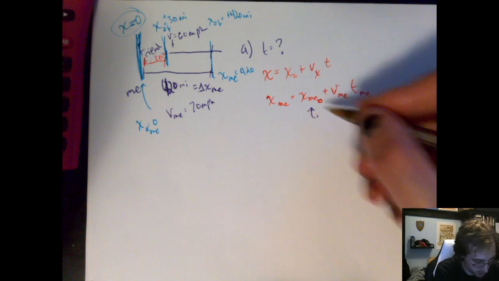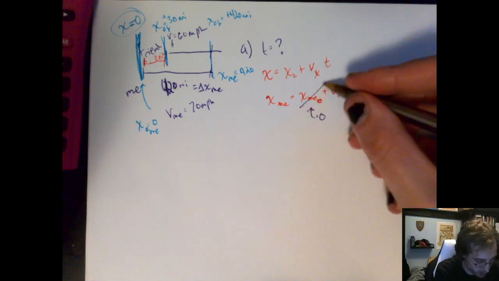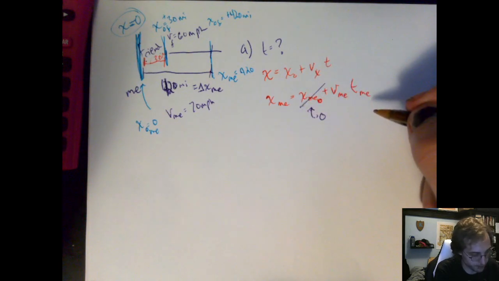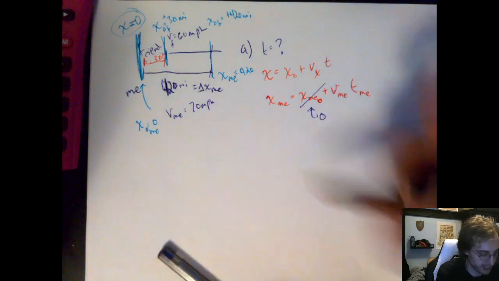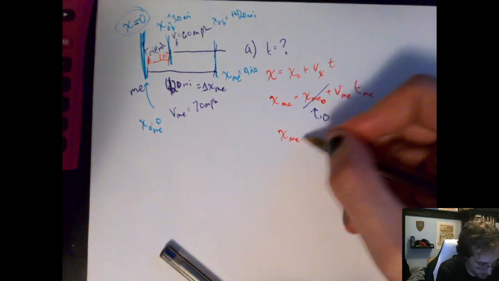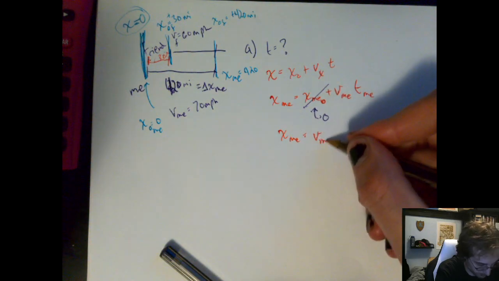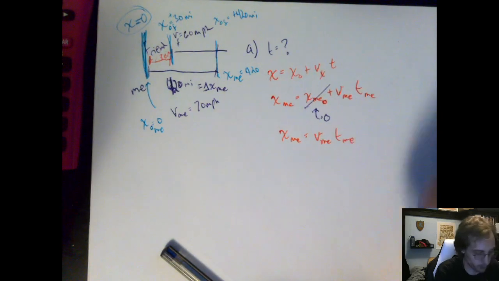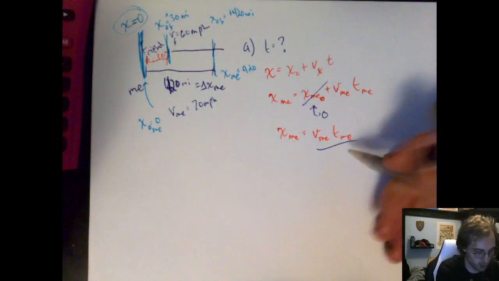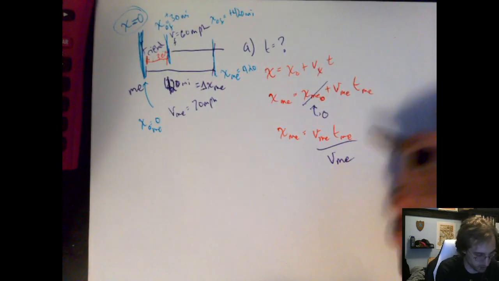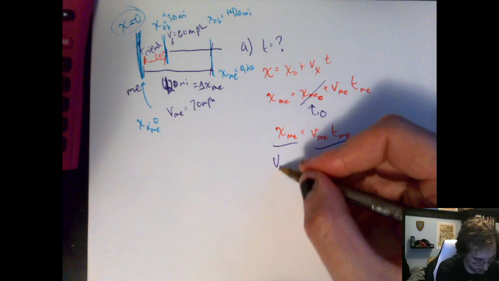I know that my initial position here is 0, so I don't have to worry about it, and it's like it's not there. Rewriting it out, I know that my position will now need to equal whatever velocity I'm traveling at times the amount of time I'm going for. And if I'm looking for the time, all I have to do is divide each side by that velocity, and that'll isolate the time.